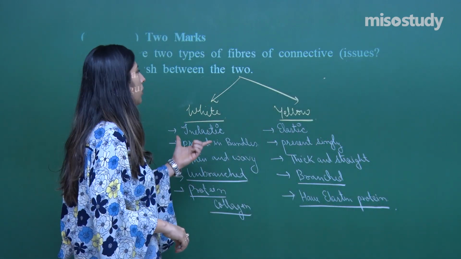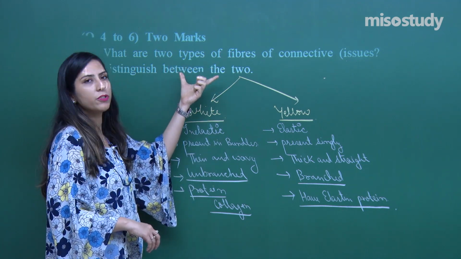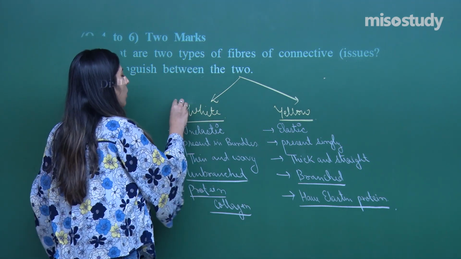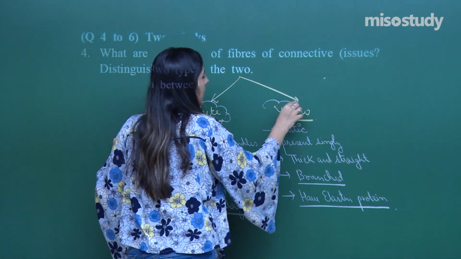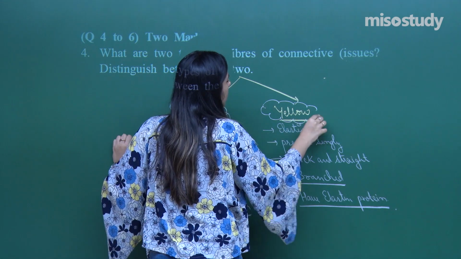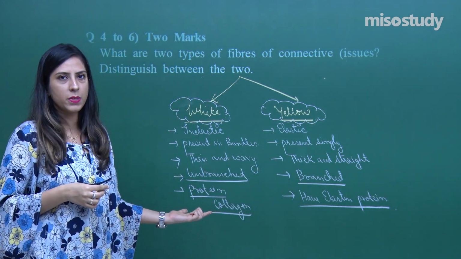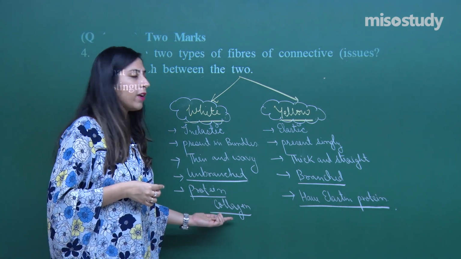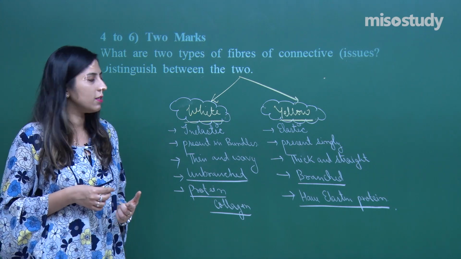Right? These are the two types of fibers present in the connective tissue. The first one is called the white fiber. The second one is called the yellow fiber. The main difference between them is on the basis of the protein present in them. In case of the white fiber, collagen is present. In case of the yellow fiber, elastin is present.